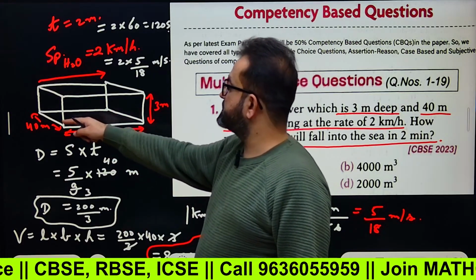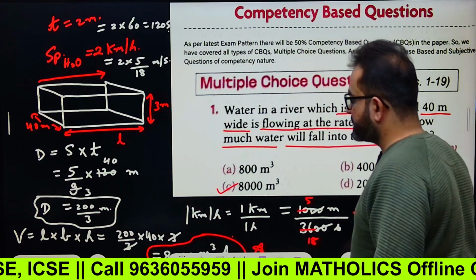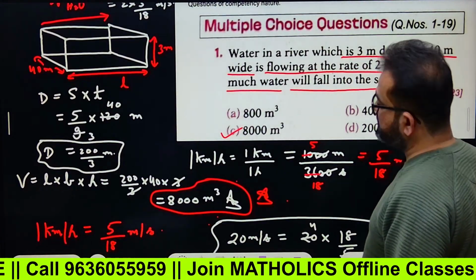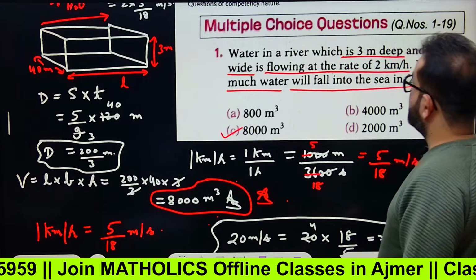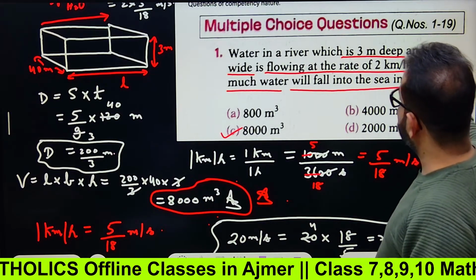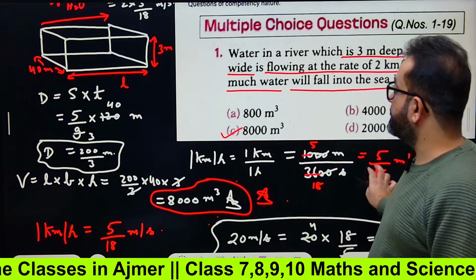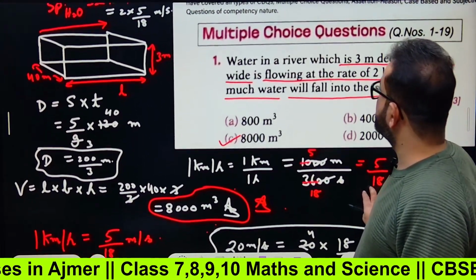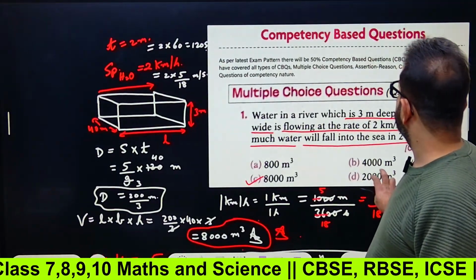Now volume is length into breadth into height, L into B into H. Put the values, get the answer and tell me in the comments. The answer will be 8000 meter cube. Now they are asking how much water will fall into the sea in 2 minutes. So in 2 minutes, 8000 meter cube of water will fall. Copy it and let me know whether you are able to solve this calculation or not.